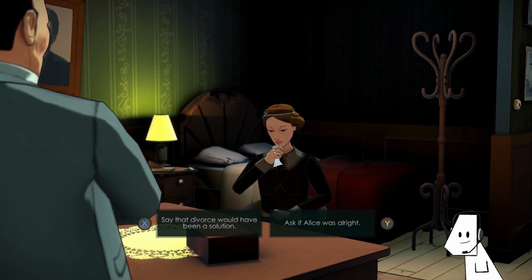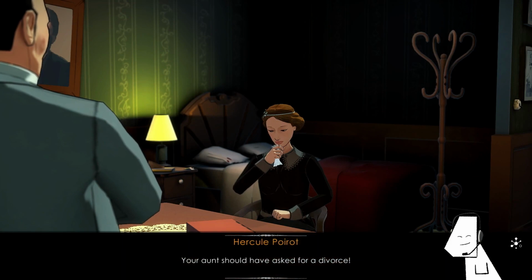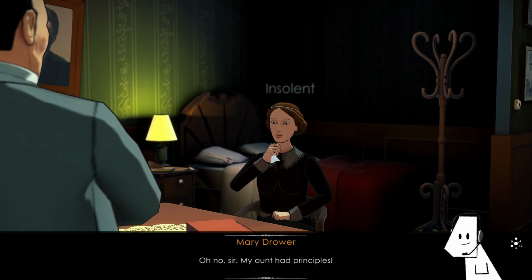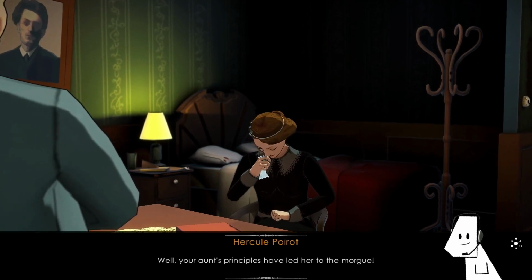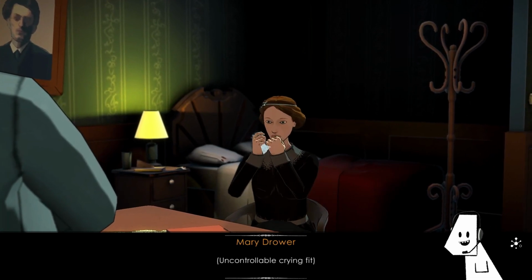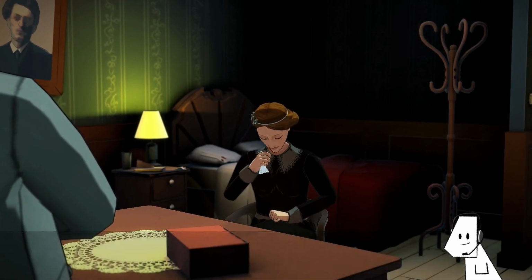Say that divorce would have been a solution. Ask if Alice was alright. Ooh, it's tricky. I don't really know what to say. Let's say your aunt should have asked for a divorce. Oh, no, sir. My aunt has principles. Well, oh my goodness, what a principle. Your aunt's principles have led her to the morgue. Flippin' heck, Poirot. Take it easy.